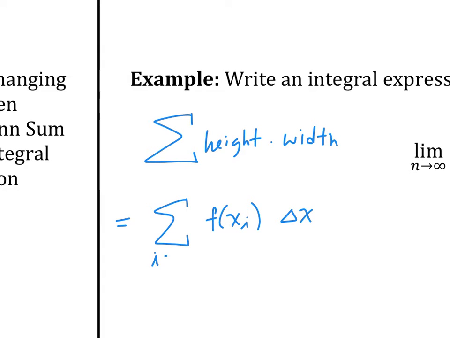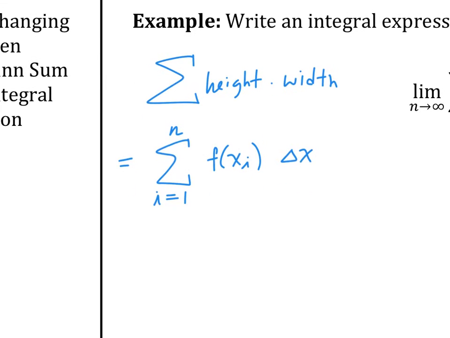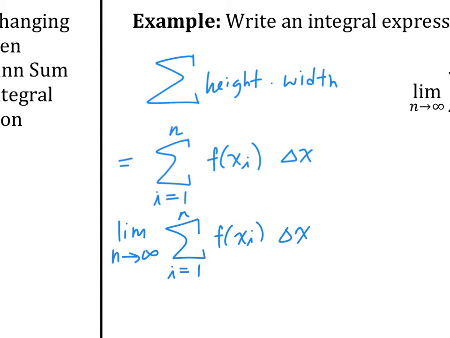And you're going to start with i equals 1, and then you end up at n. n is however many partitions or however many intervals you have. And when n is very big, you have tons of rectangles, then you get to the limit as n goes to infinity of the sum from i equals 1 to n of f of xi delta x. Right? Good.